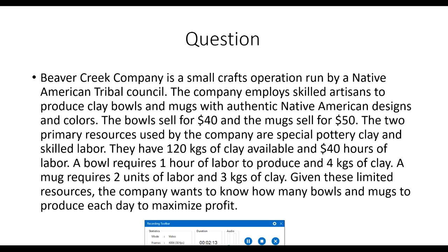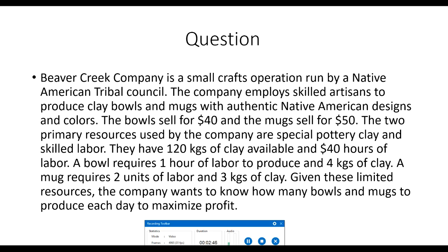So, the Beaver Creek Company is a small crafts operation run by a Native American tribal council. The company employs skilled artisans to produce clay bowls and mugs with authentic Native American designs and colors. The bowls sell for $40 and the mugs sell for $50. The two primary resources used by the company are special pottery clay and skilled labor. They have 120 kilograms of clay available and 40 hours of labor.